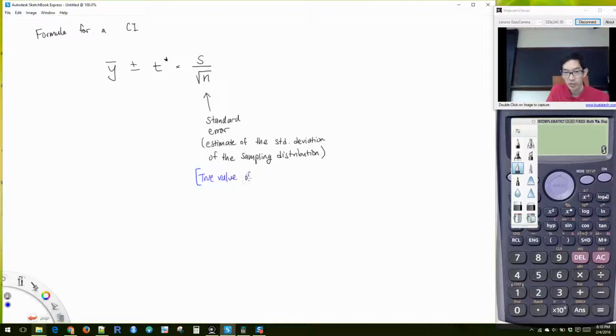The true value of the standard deviation of the sampling distribution, but this requires that we know what sigma is, which we don't. So we use S as our best guess. Okay, all right. T star, this is called our critical value.